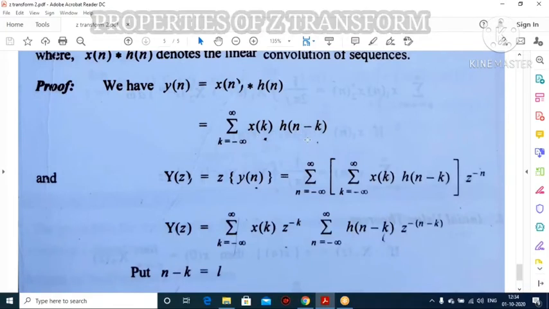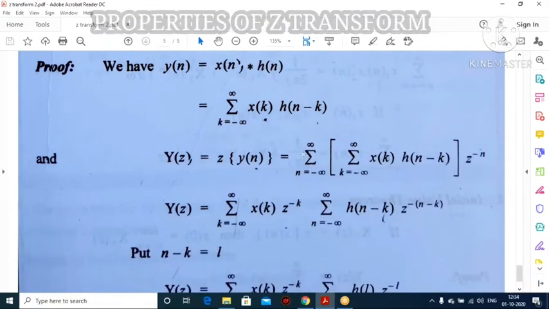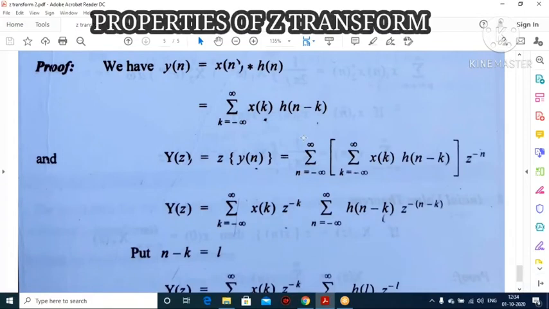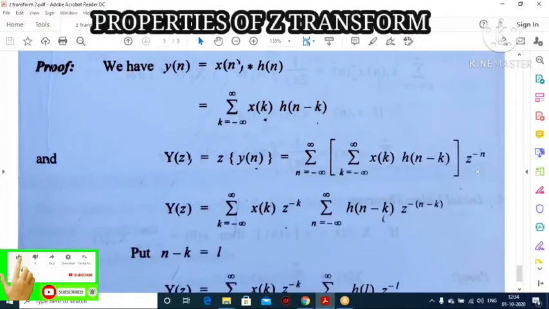This is the convolution property. Now Y of z equal to the z transform of y of n, equal to summation n equal to minus infinity to infinity of x of n star h of n. I substitute this condition here instead of y of n. So this whole term, summation, I bring out and place it here into z power minus n.